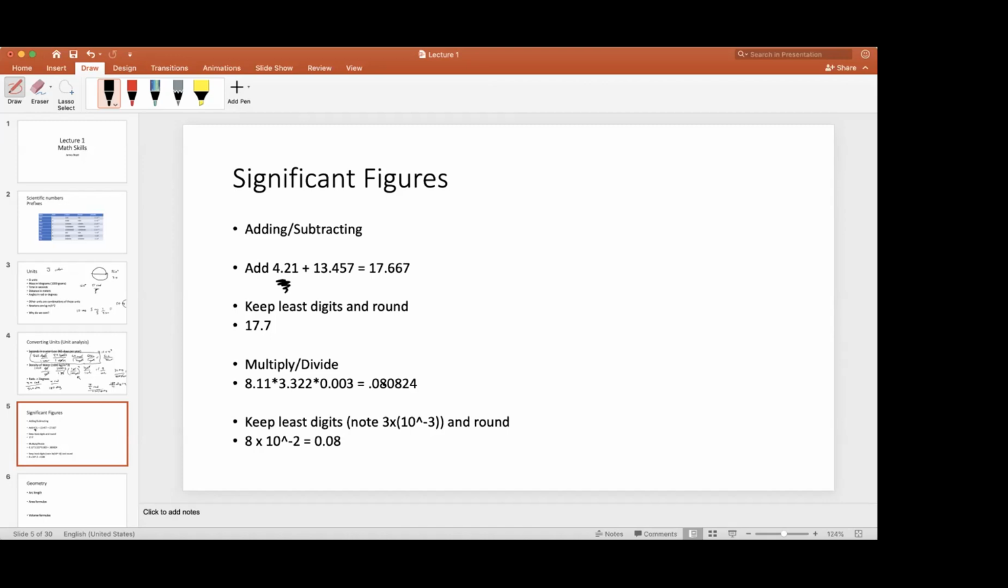Multiplying and dividing, same deal. If I'm multiplying these 3 numbers, an important note here is this is 3 times 10 to the minus third. So this is only one significant figure. So I'm only going to keep one figure here. I'm going to keep 8 times 10 to the minus 2. Okay?